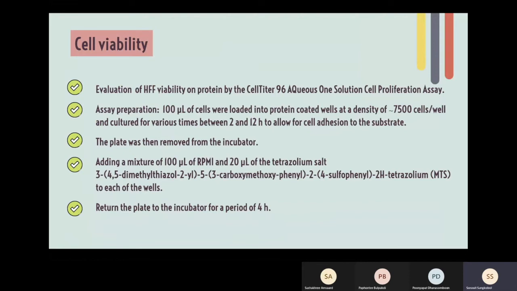The plate was then removed from the incubator, and we added a mixture of 100 microliters of RPMI, 20 microliters of tetrazolium salt, and MTS to each of the wells. Then the plate was returned to the incubator for a period of 4 hours.